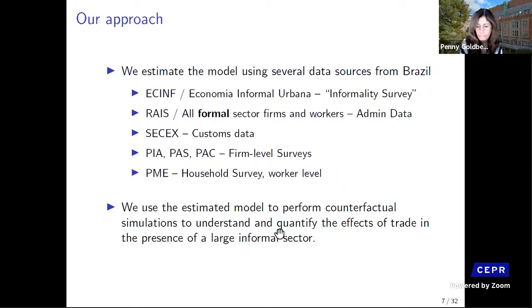Okay, so there is one question from Marcelo Olarreaga, who is wondering whether informality could also be a source of efficiency, in the sense that if regulations are too stringent, informality may help allocate resources more efficiently.